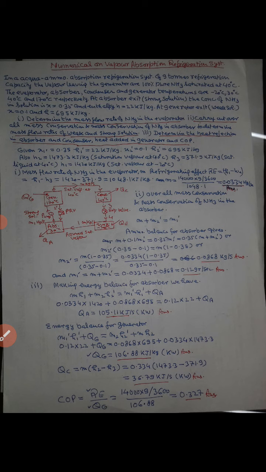At the absorber exit, the strong solution which is coming out of the absorber, the concentration of ammonia in solution is X is equal to 0.35. That is the concentration of ammonia which is given, and enthalpy H is equal to 22 kilojoule per kg. At the generator exit, the weak solution is coming from the generator, X is equal to 0.1 and the enthalpy given is 695 kilojoule per kg.